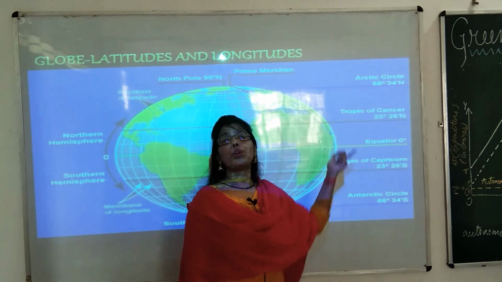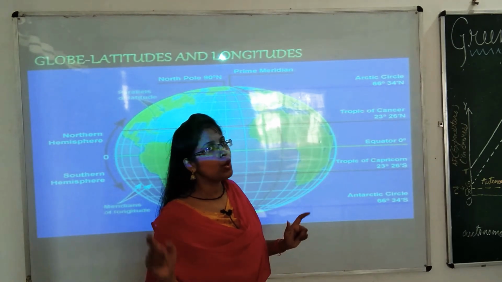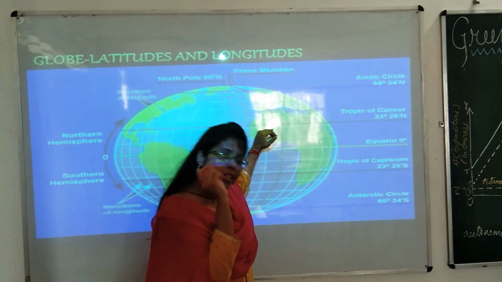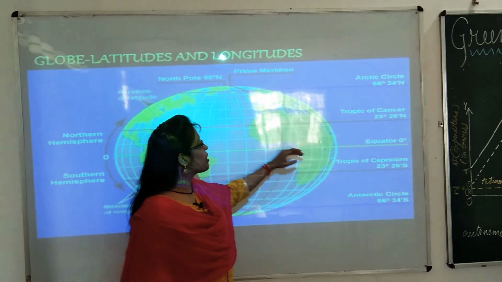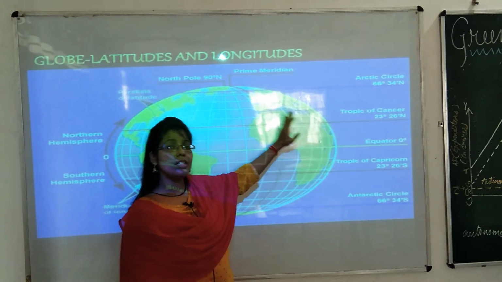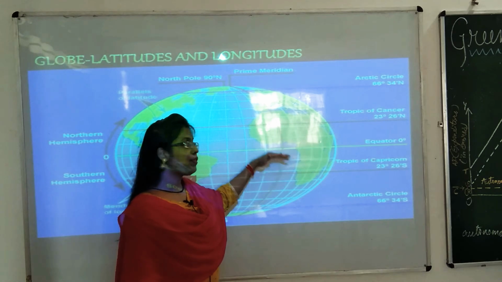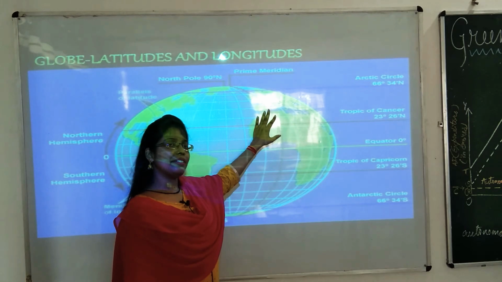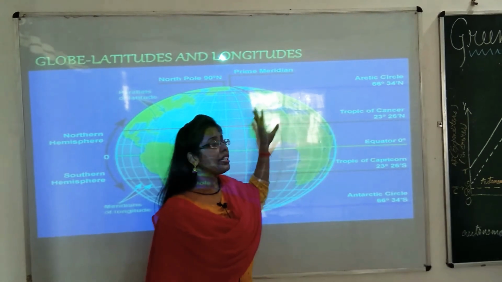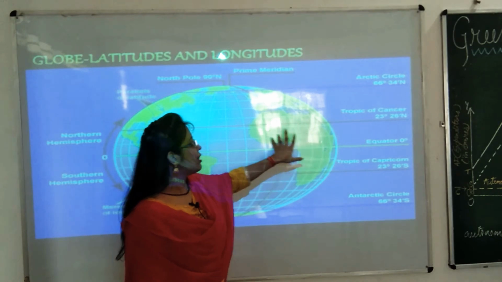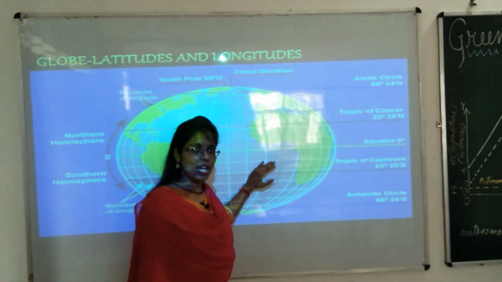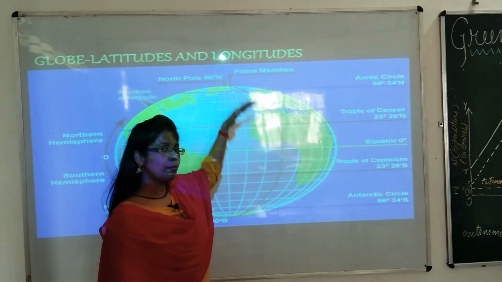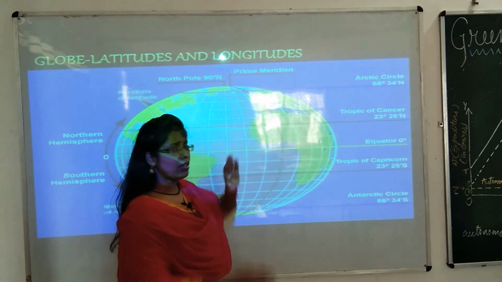In India you will find the Tropic of Cancer, but you will not find the Tropic of Capricorn, because India lies above the equator. India's latitude starts from about 8 degree north, which you will study later in higher classes. India is not found below the equator, so you will not find the Tropic of Capricorn in India. India lies in the northern hemisphere, not the southern hemisphere. Its latitude starts from about 8 degree 4 minute north and goes up to 36, 37. So this was about the Tropic of Cancer.